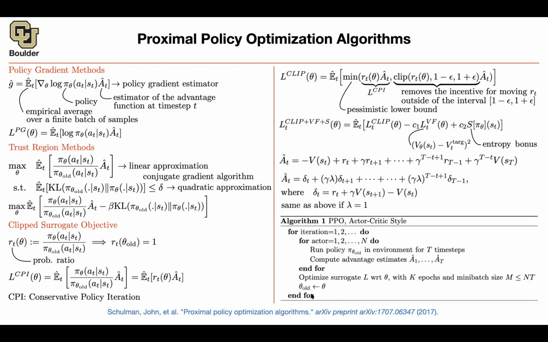And in terms of the algorithm, I just explained everything. There is no reason to go into more details. You run your old policy in your environment. You compute your advantage estimates. And then as soon as you compute them, you can write down your loss function. So the main contribution is here: the way that you remove the incentive for moving outside of the interval from 1 minus epsilon to 1 plus epsilon. The reason for doing this is because we want r to be close to 1, and we want it to be close to 1 because we don't want to deviate too much from the old policy. Any questions?